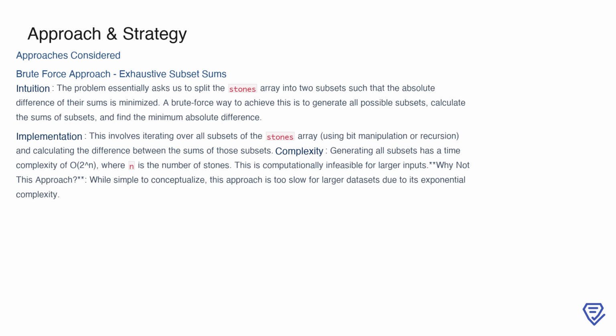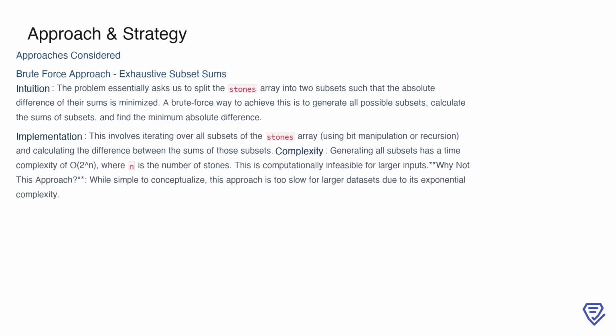To begin addressing this problem, we can think about it in terms of dividing the stones into two subsets such that the absolute difference of their sums is minimized. A straightforward way to approach this is by using a brute force method where we generate all possible subsets of the array. For each subset, we calculate the sum and determine the minimum absolute difference between the two subsets' sums. This method is simple to conceptualize, as it systematically examines all possible groupings.